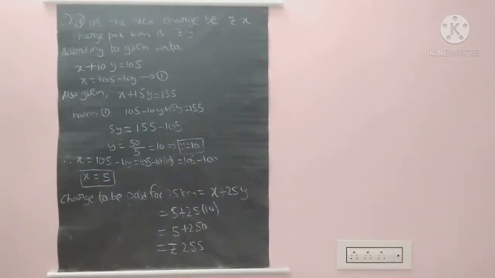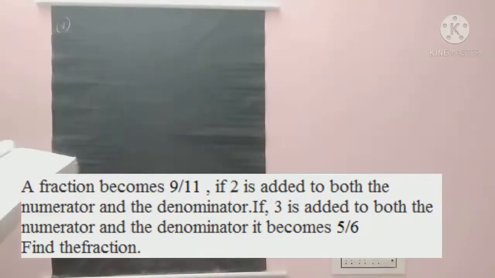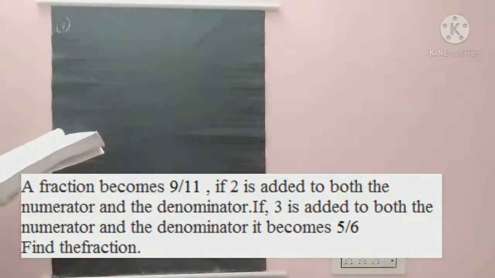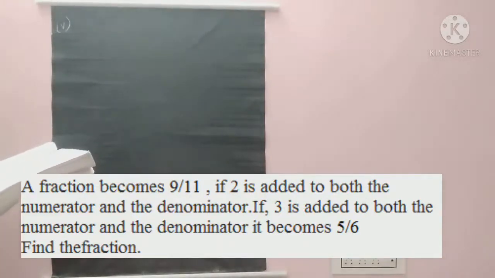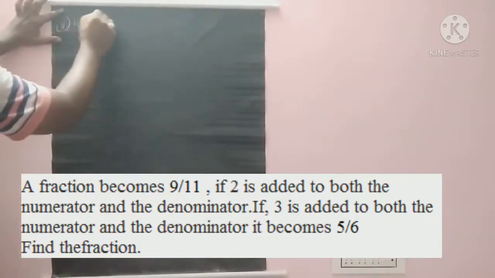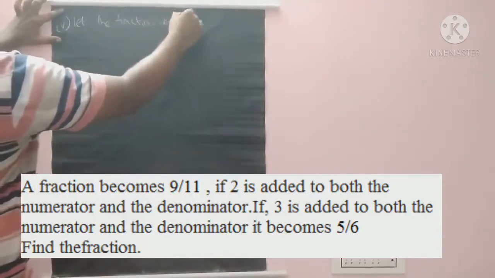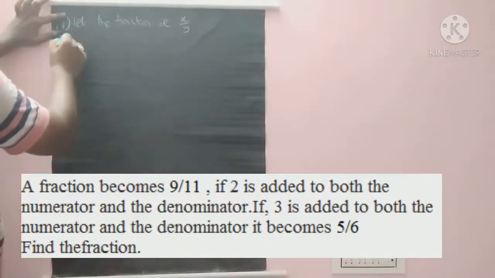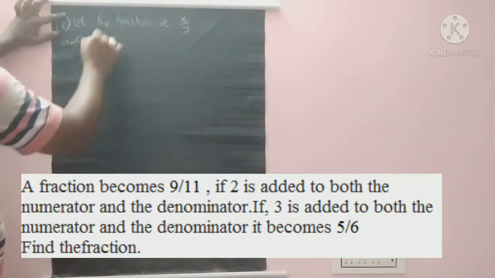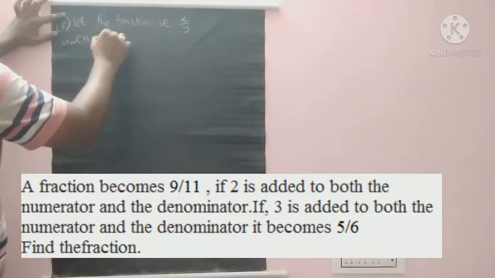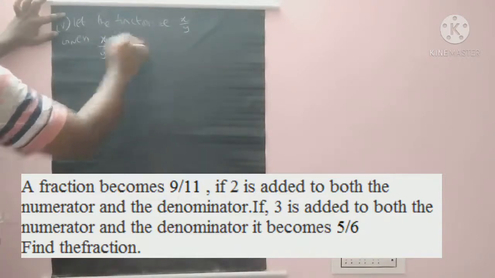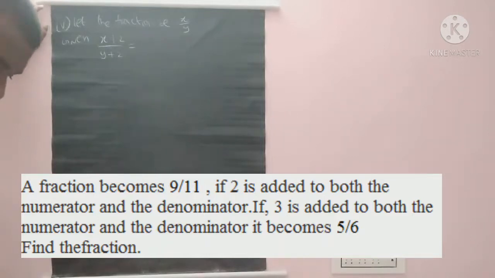Fifth question they gave: a fraction becomes 9 by 11 if 2 is added to both the numerator and denominator, and if 3 is added to both numerator and denominator, it becomes 5 by 6. Find the fraction. So now here, let the fraction be x by y. So given if 2 is added to both numerator and denominator, it will become 9 by 11.